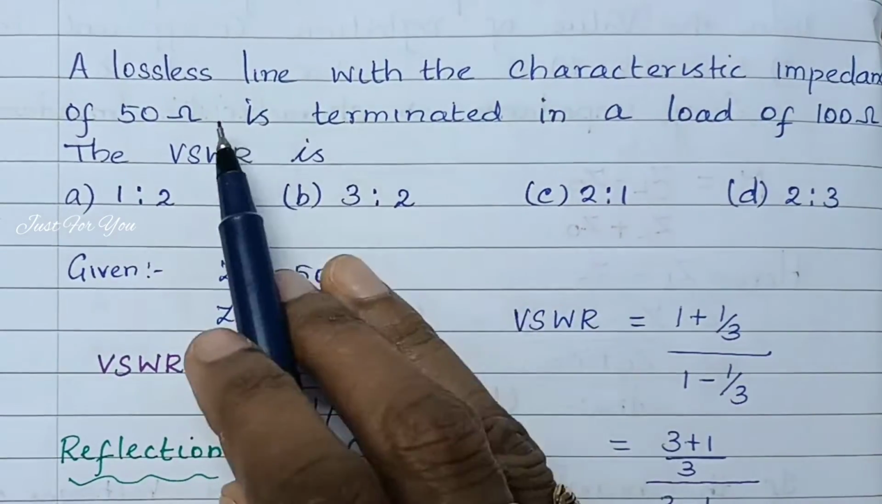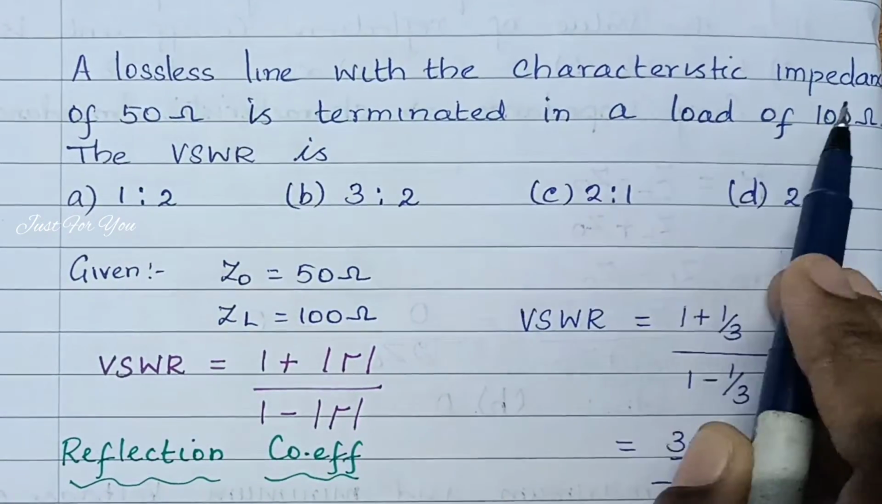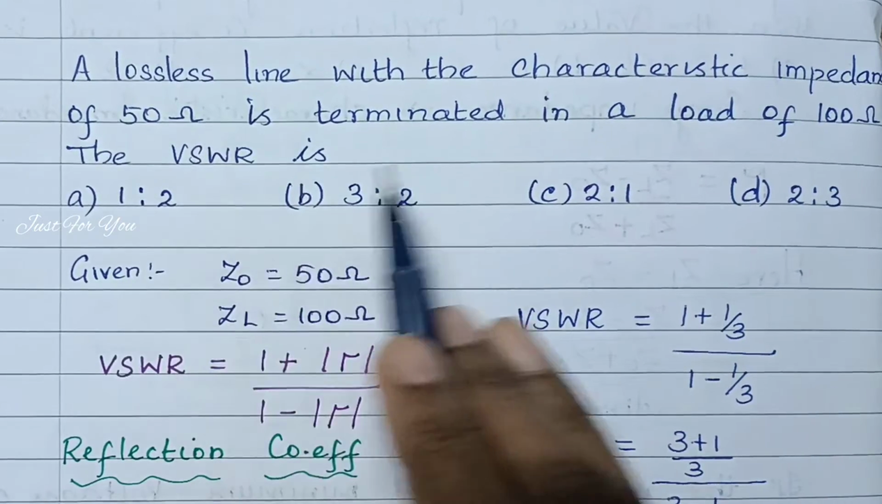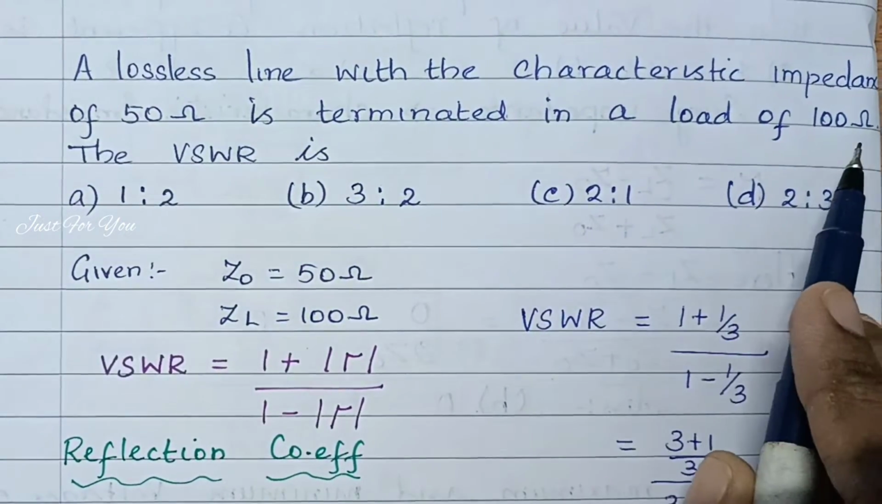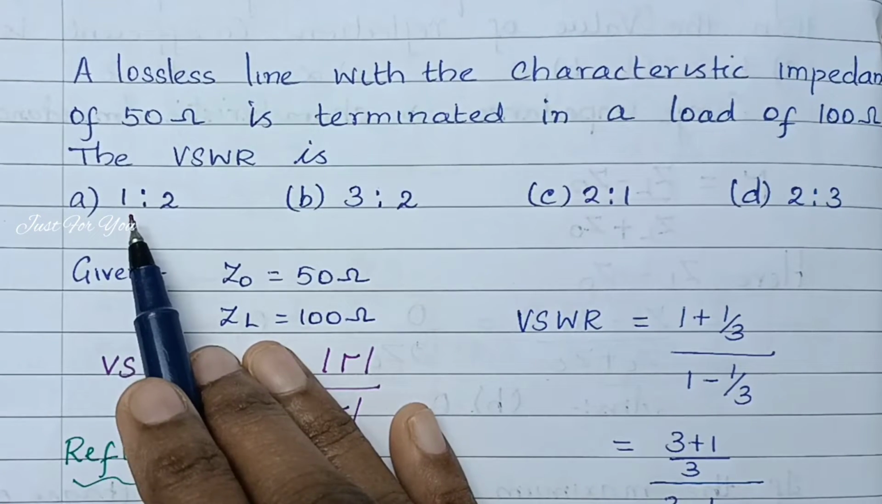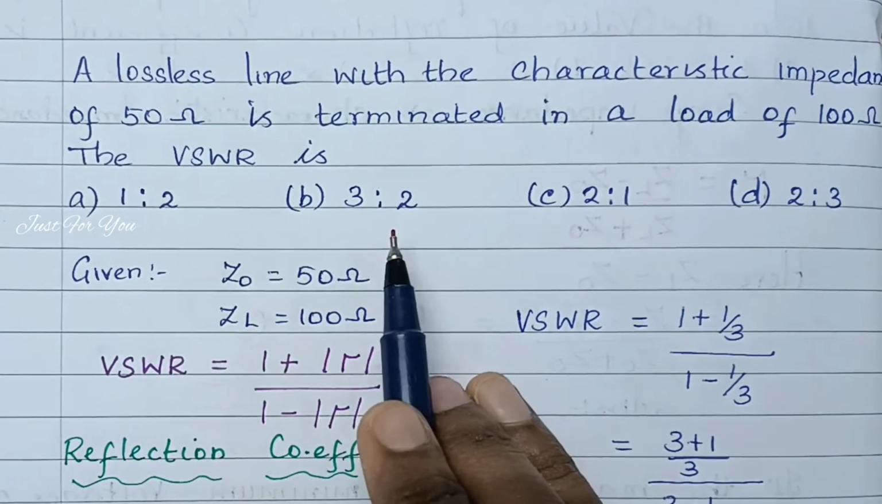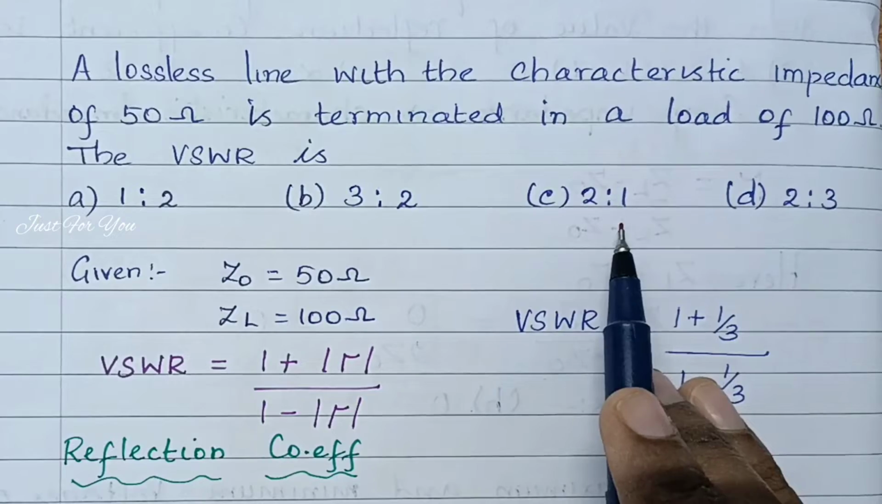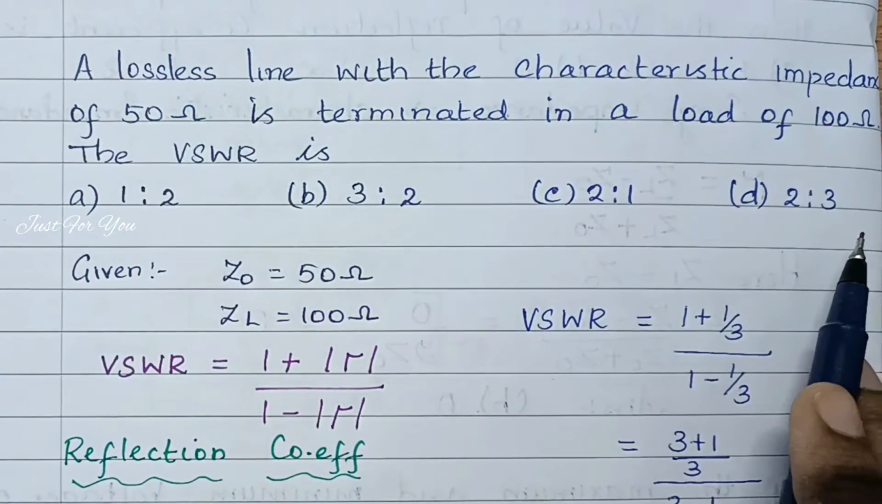Next question, a lossless line with the characteristic impedance of 50 ohm is terminated in a load of 100 ohm. The VSWR is, four options are given, option A 1 is to 2, option B 3 is to 2, option C 2 is to 1 and option D 2 is to 3.